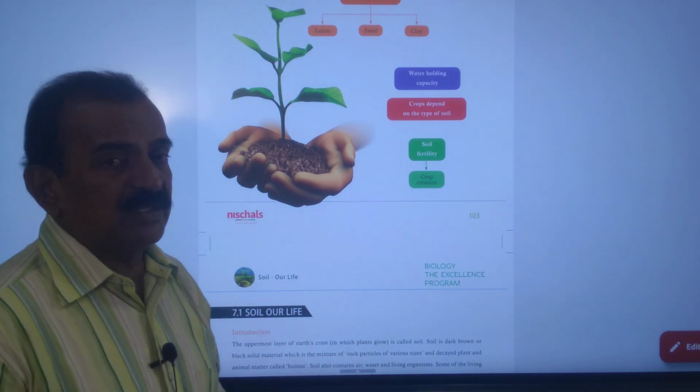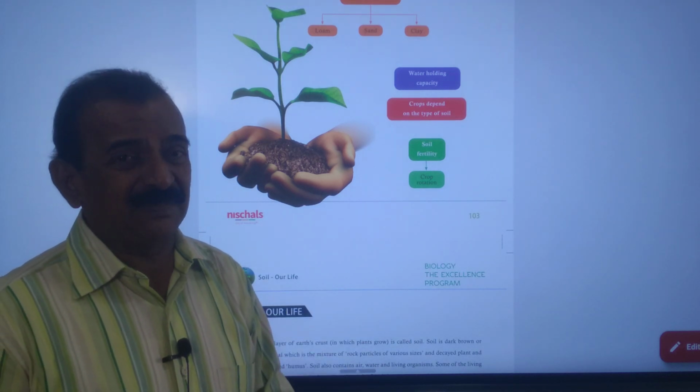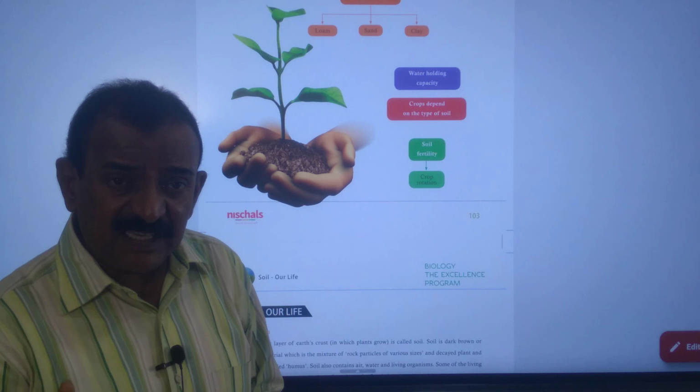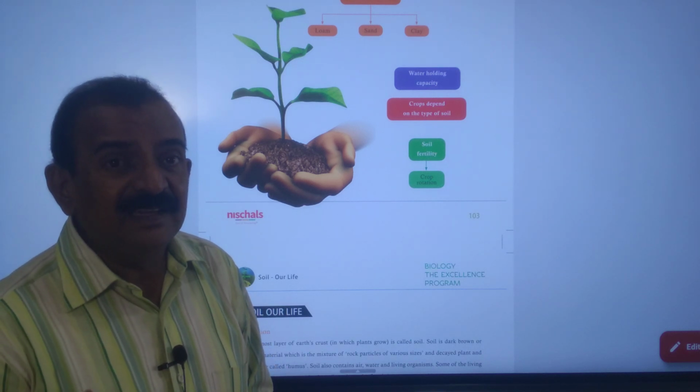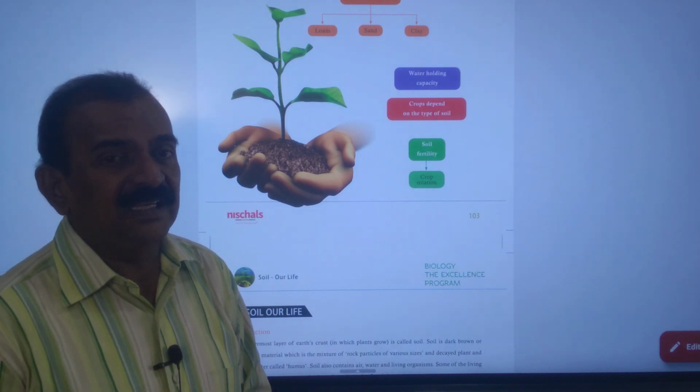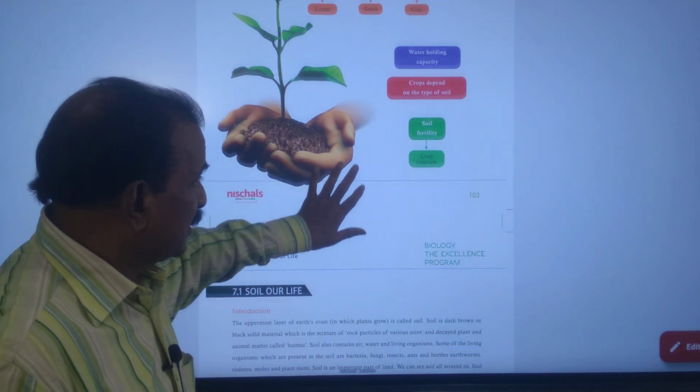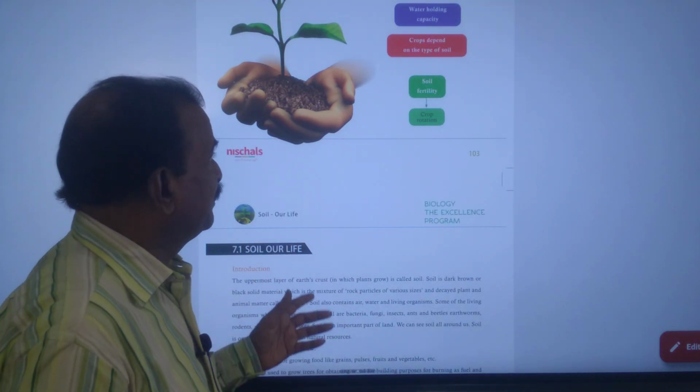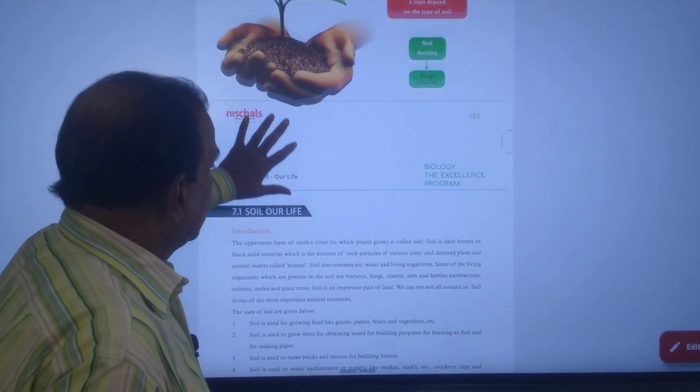And the last one is crop rotation, growing of different types of crops in the same piece of land in the same year, which is called crop rotation. Growing of different types of crops in the same piece of land is called crop rotation.